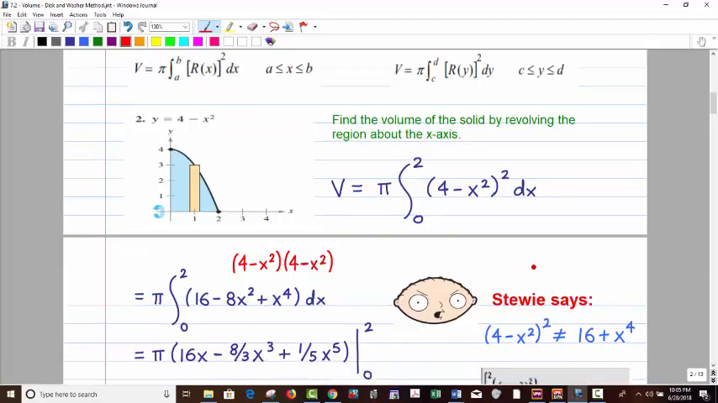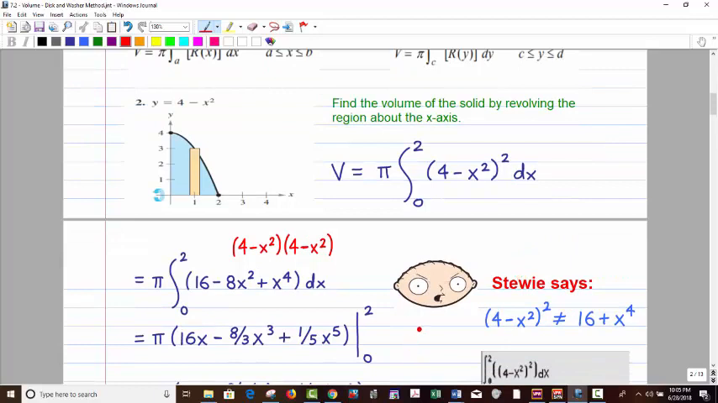All right, here's something very important. I'll see people make these kinds of mistakes. I wouldn't bother to put this here if no one ever made this mistake, but the last thing you want to do is make silly algebra mistakes. So Stewie's telling you that this is absolutely wrong right here, and it is 100% wrong.